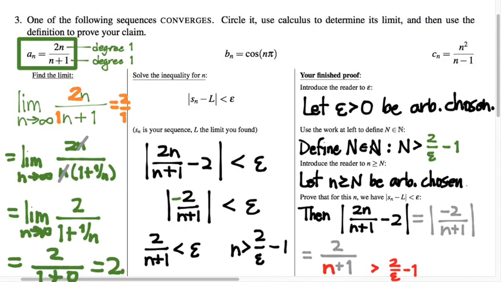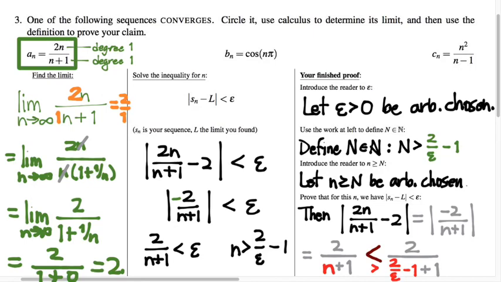if I replace my n with 2 over epsilon minus 1, I'm going to get a denominator for my fraction where the denominator of my fraction here is now smaller than the denominator of my original. And if the denominator has been made smaller, then what has happened to the whole fraction? It's been made bigger. Right? So I have replaced n with 2 over epsilon minus 1, and in the process I've gotten a quantity which is larger than 2 over n plus 1 was.